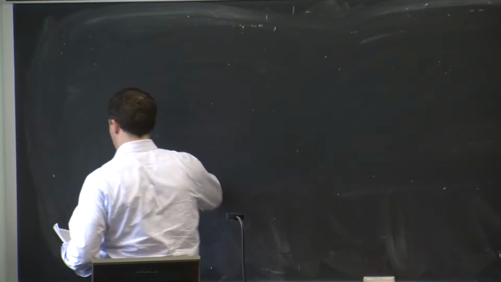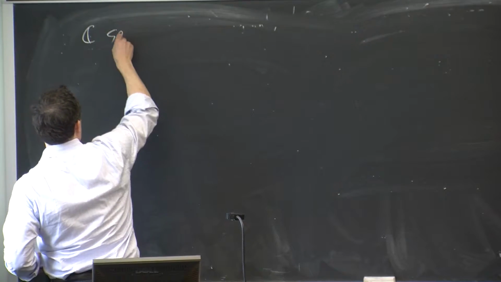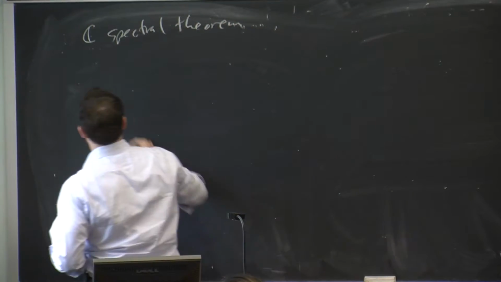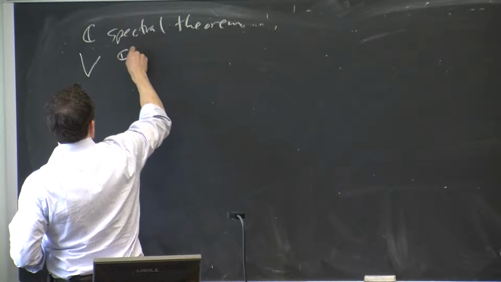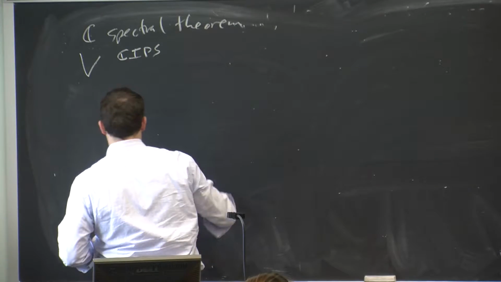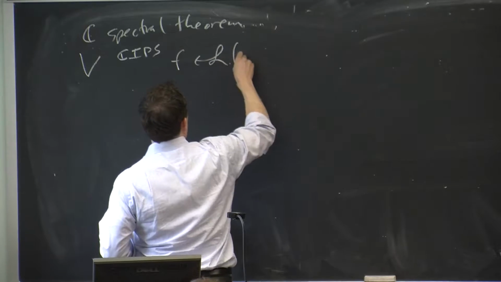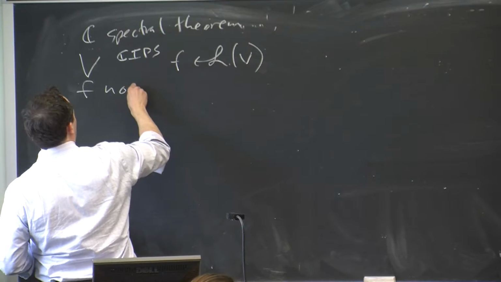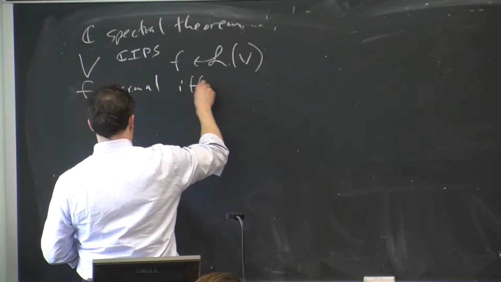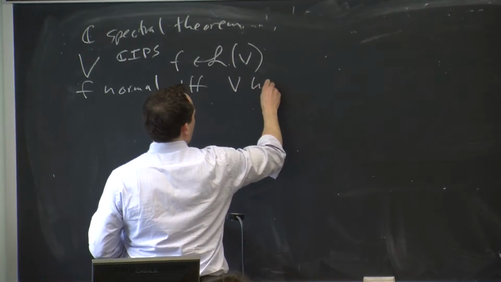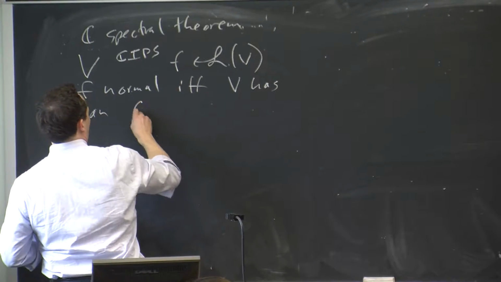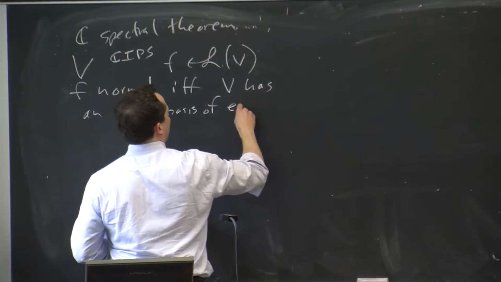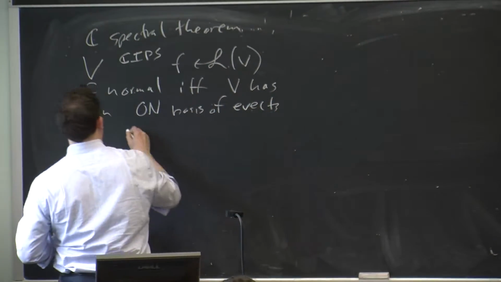Versions of a spectral theorem. We have a complex spectral theorem, which says that if V is a complex inner product space, F is a linear operator on V, then F is normal if and only if V has an orthonormal basis consisting of eigenvectors of F.